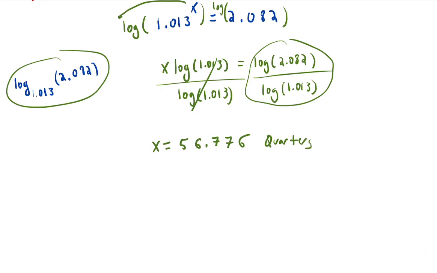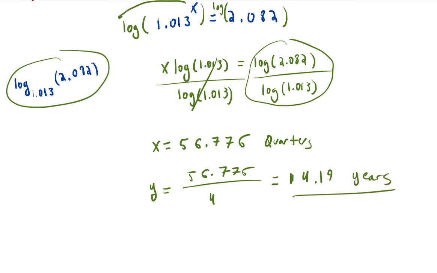And so what we have to do is years is equal to the number of quarters, 56.776, divided by 4, right? Because if it's 56 quarters, or closer to 57 quarters, we have to divide by 4. This is going to be 14.19 years. And so we have to convert back to years there.